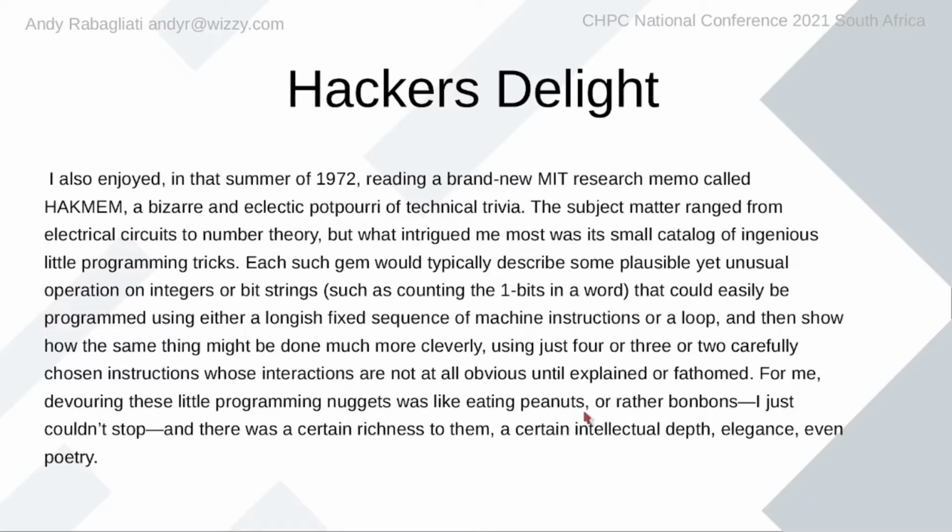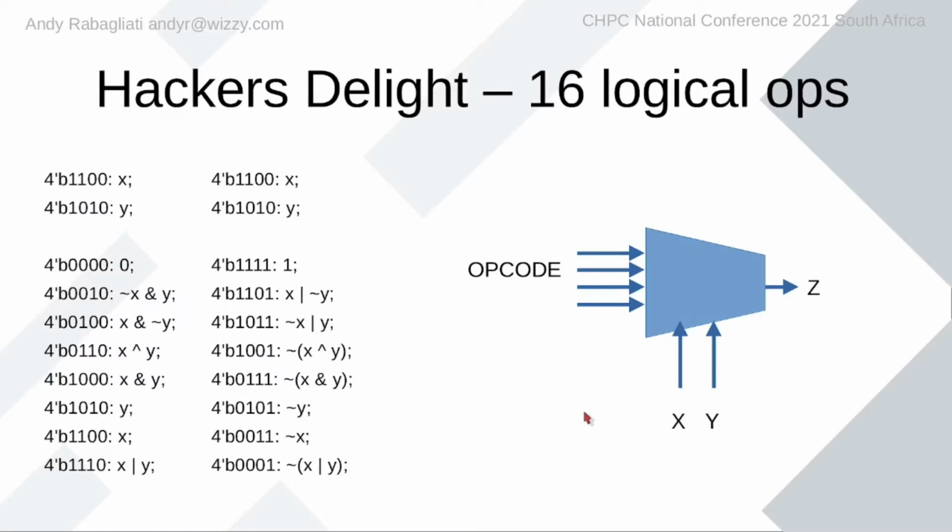Hacker's Delight is a beautiful little collection of programming tricks, and from this I pulled out the transpose operation, which I had to code up, and also the single bit ALU, which I call the Hacker's Delight ALU. It takes 2 inputs, X and Y, and produces a single result, which is Z, and it has all of the logical operations: and, or, invert, and 0 and 1.